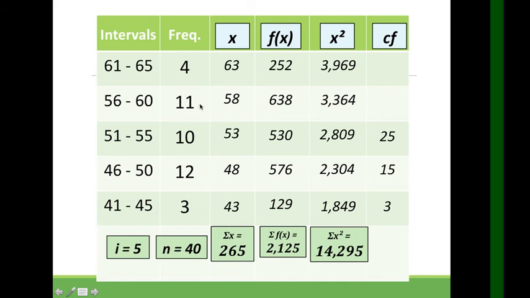25 plus 11 is 36. 36 plus 4 is 40. You will know if your answer is correct by comparing your answer here to the number of n. If your n is 40 and your answer here is 40, therefore you are correct. Now, we're done with the table.